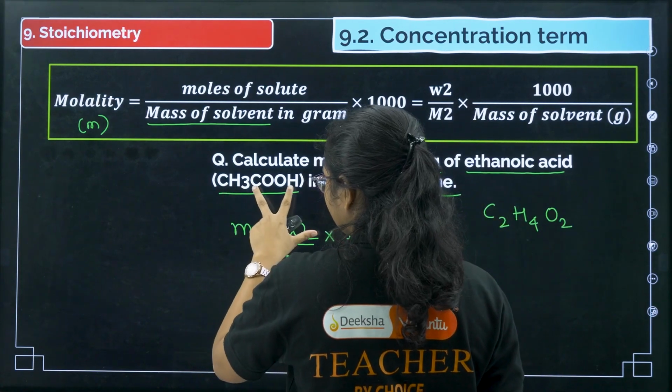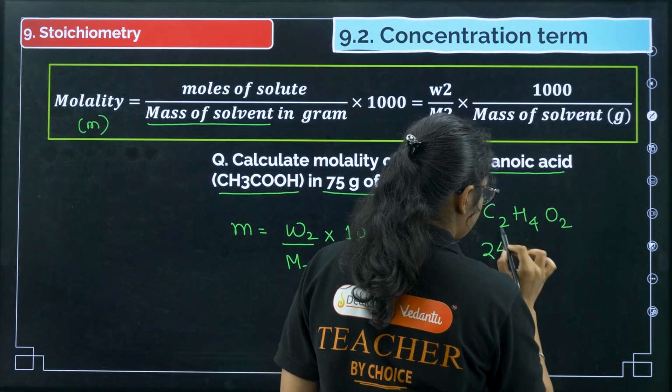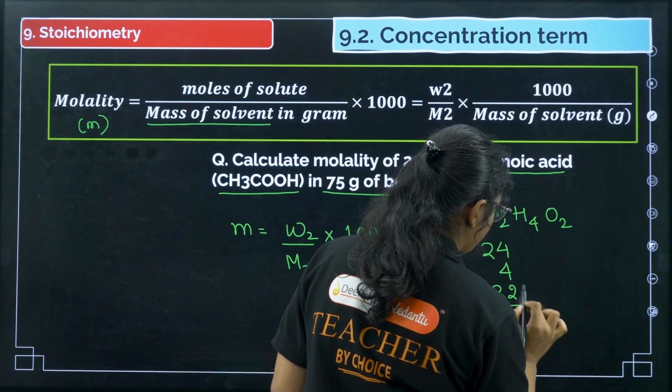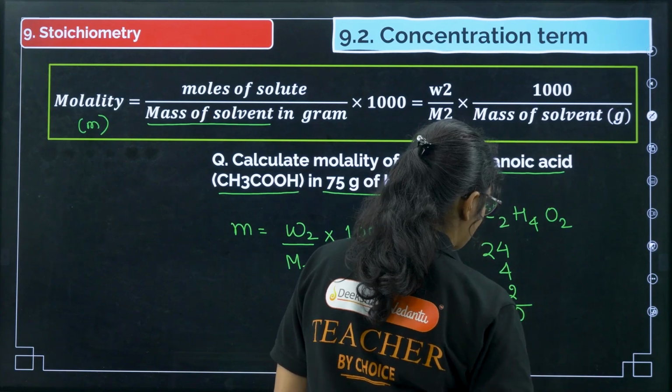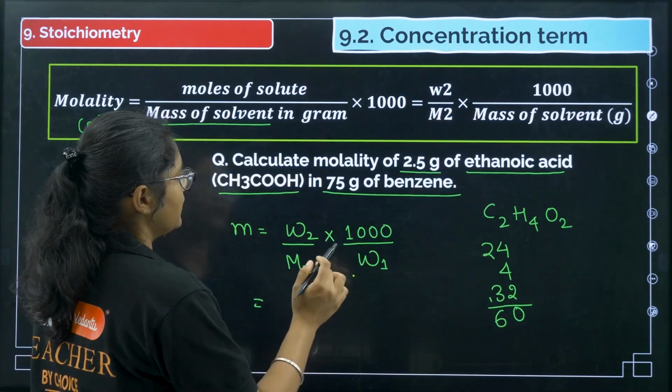Okay, 2 carbon, 4 hydrogen, 2 oxygen. So we will get 12 into 2, 24. Then we have 4 here, and 16 into 2, 32, right? So we will get 60 grams. I am doing all the calculations very step by step so that you can understand.